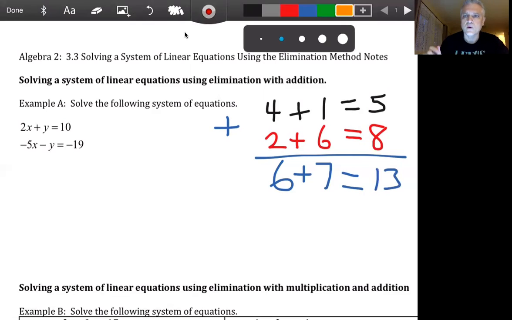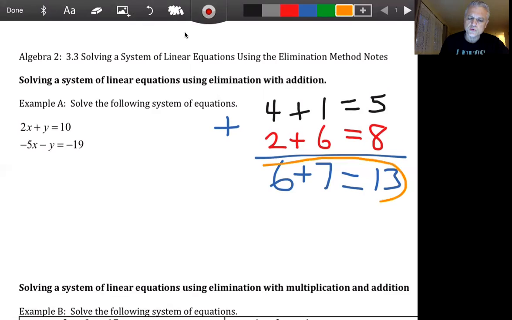The only thing I want you to notice and understand is that this is a true statement. This is a correct equation. So when you have two equations, you are allowed to add them together so that you get a third correct equation, right? Well, why is that important?